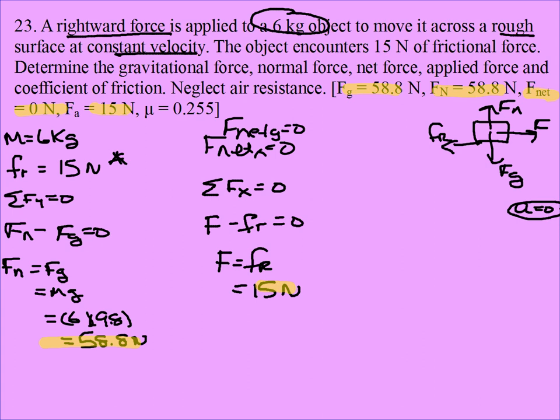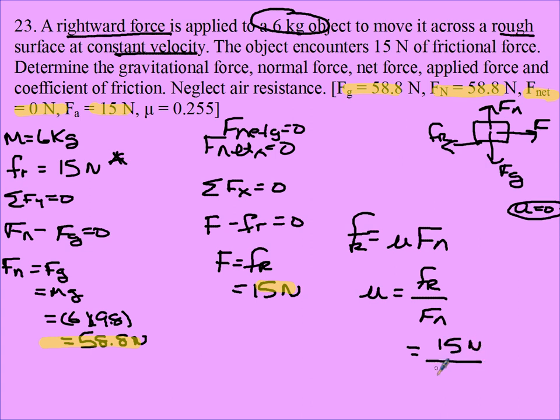The last thing I need to find is mu, and I know my formula, friction, is mu Fn. So mu is my frictional force. Changing my notation there, sorry about that. Let's use the same notation. Friction divided by Fn. Frictional force is 15 newtons, and Fn is 58.8. So mu, in this case, is 0.255. There are no units.